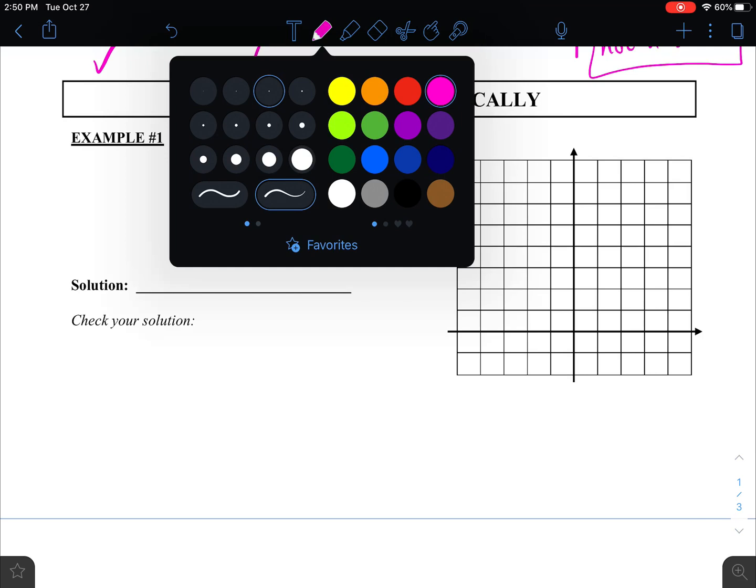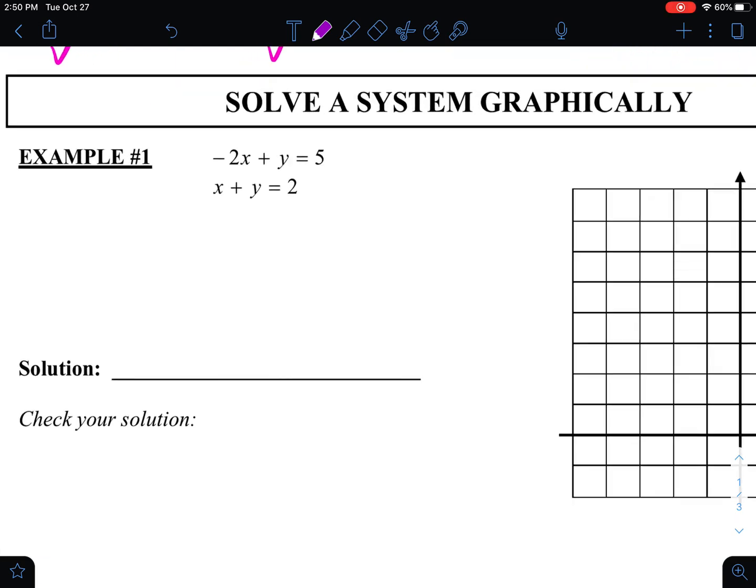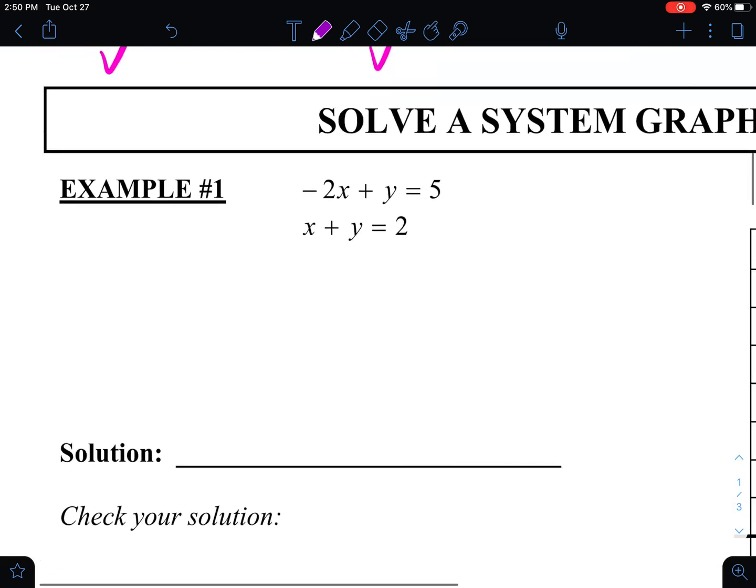Okay, now we're going to do the same thing, but we're going to do it graphically. We're going to be looking for solutions by graphing. All right? So we have these two equations. We have negative 2x plus y equals 5, and we have x plus y equals 2. So first thing we need to do to be able to graph these is we need it to be in y equals mx plus b form. Okay? We need to get y by itself.